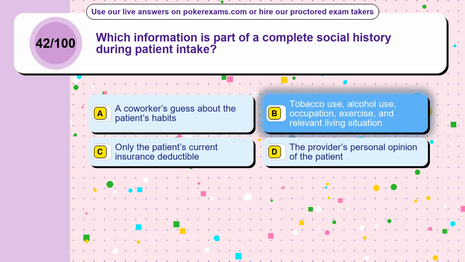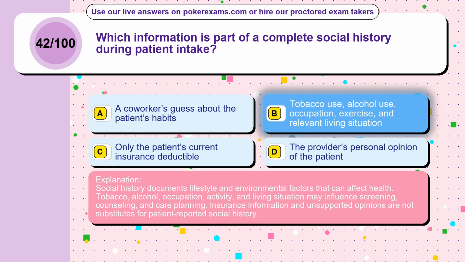The correct answer is option B. Tobacco use, alcohol use, occupation, exercise, and relevant living situation. Social history documents lifestyle and environmental factors that can affect health. Tobacco, alcohol, occupation, activity, and living situation may influence screening, counseling, and care planning. Insurance information and unsupported opinions are not substitutes for patient-reported social history.